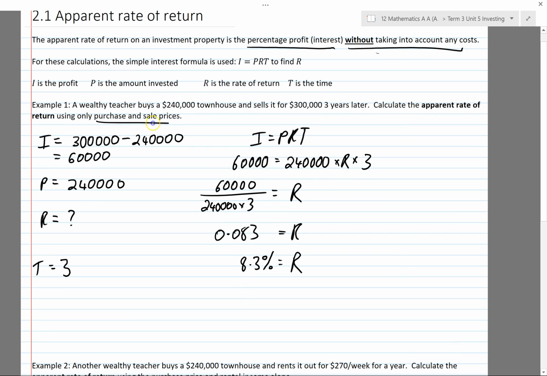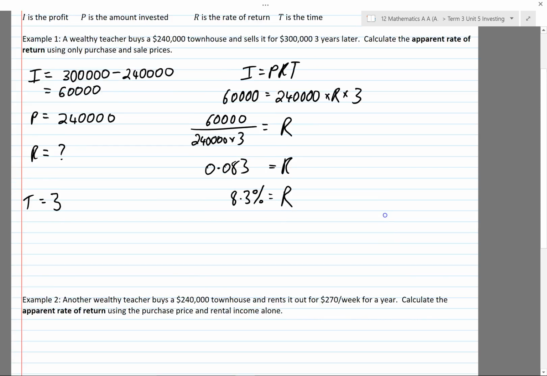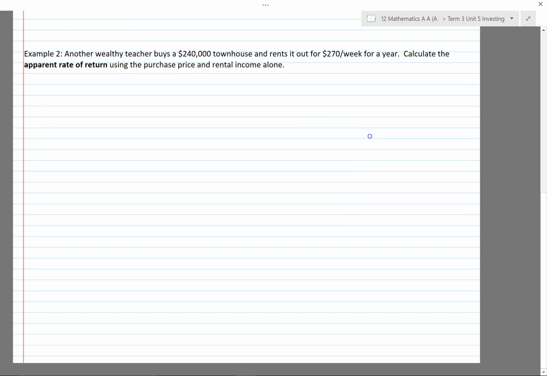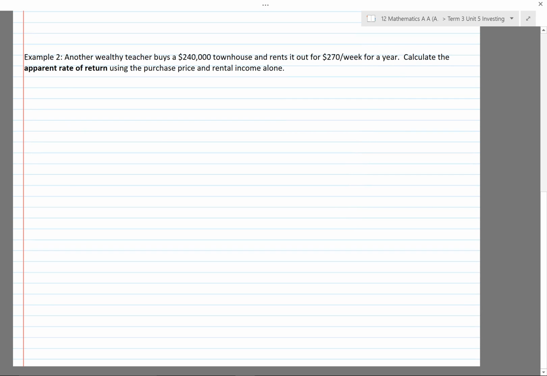Okay, so that's just looking at the purchase and sale price to see how much profit I make. An alternative is to look at the rental income. So I could buy the townhouse for the same price and just focus on the rental income for the year. I'll again have a go at calculating the apparent rate of return. I'll list all of these things, I, P, R, and T. My interest, or my profit, is going to be my rent. So $270 per week for 52 weeks is $14,040.